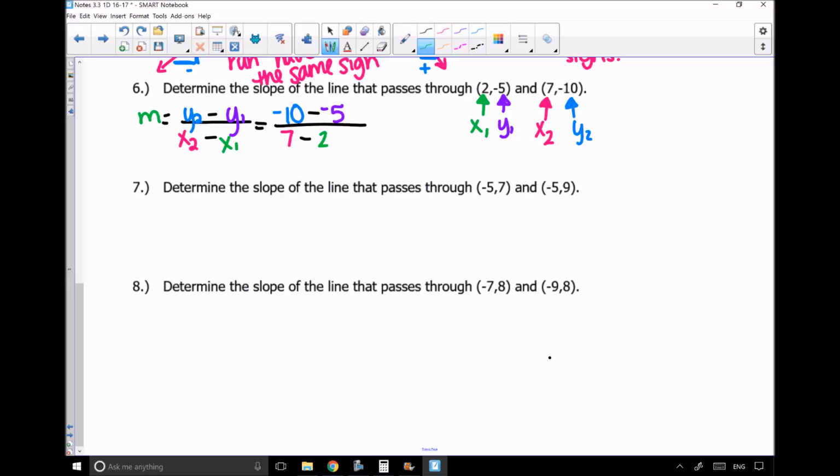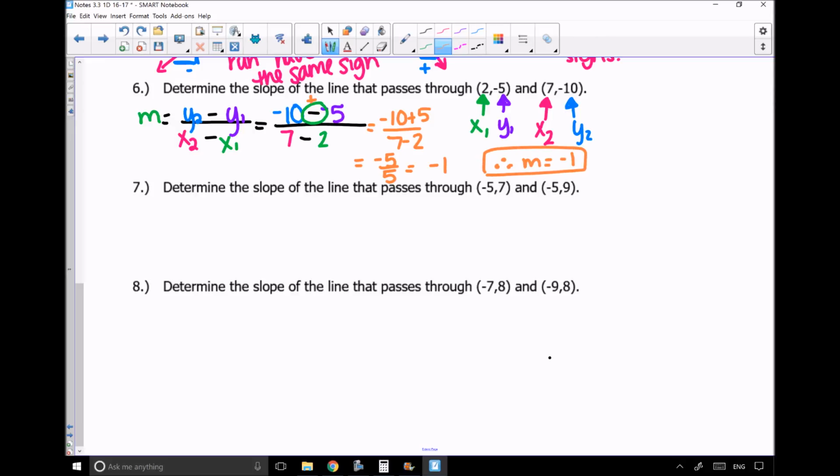Now be really careful about this, because a lot of people will see this minus and think, well, I don't have to put the negative sign in front of the 5, but it's crucial to put it in there, because now what this ends up being is minus a negative, which really turns into a positive. So this ends up being -10 plus 5 over 7 minus 2. So I get -5 over 5, which is -1. Therefore, the slope of my line that passes through these 2 points is -1.